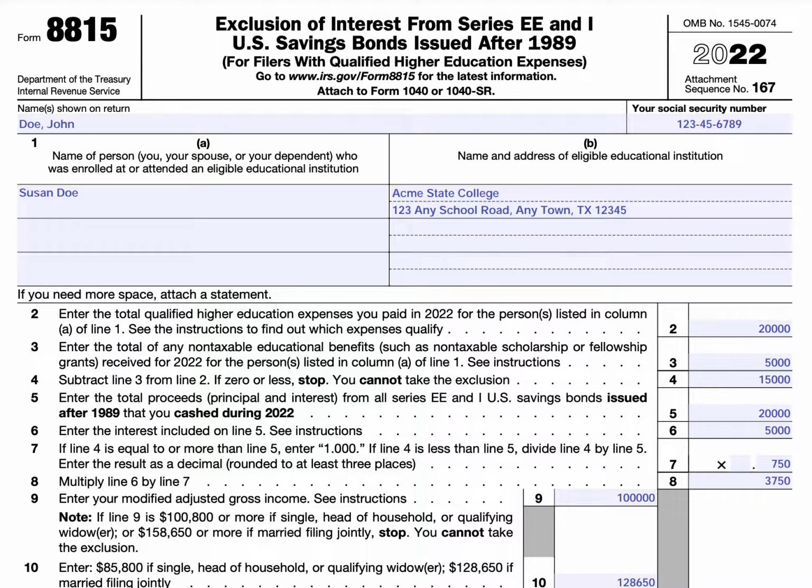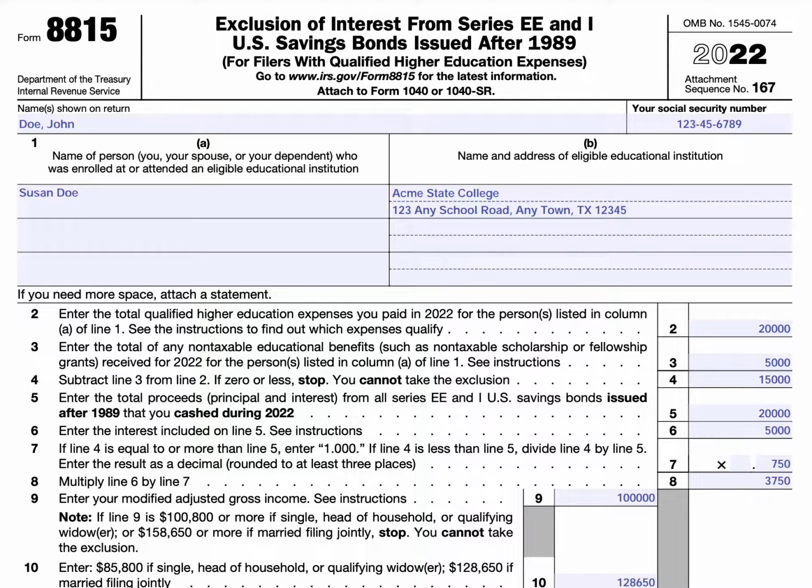So this is a fairly straightforward form, and basically what it allows you to do is report the amount of interest that you would have earned, that you would have paid taxes on, from either Series EE savings bonds that were issued after 1989 or I bonds, which are inflation savings bonds that are adjusted for inflation periodically.